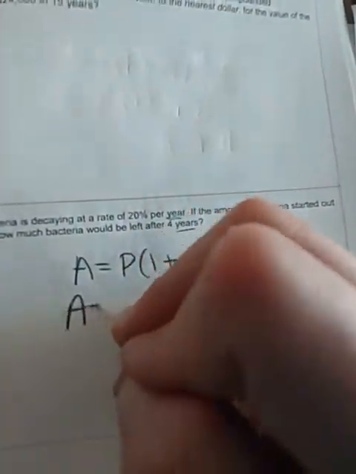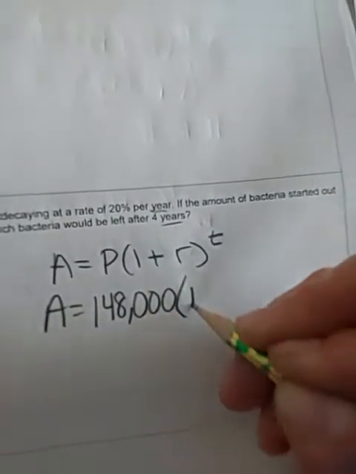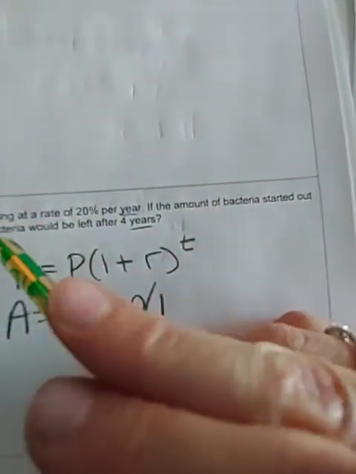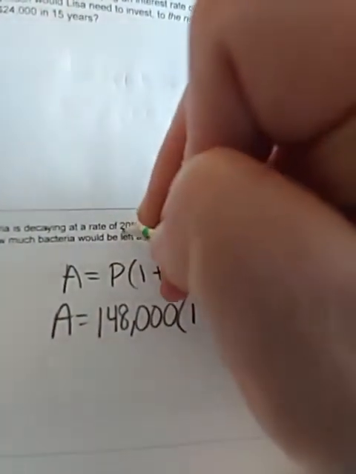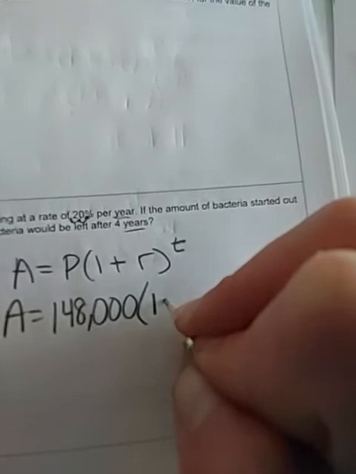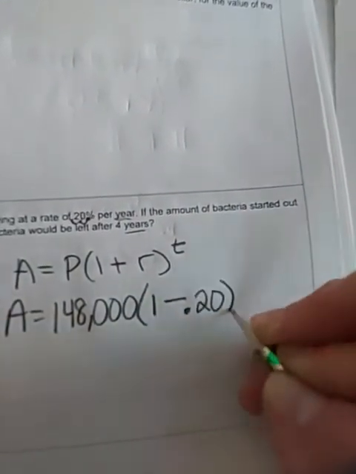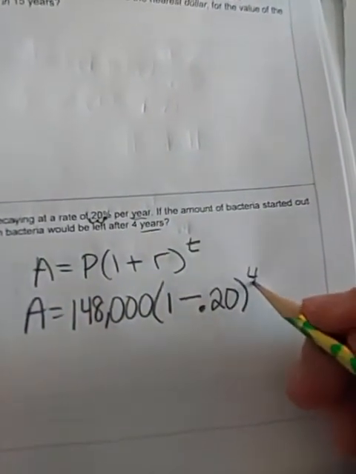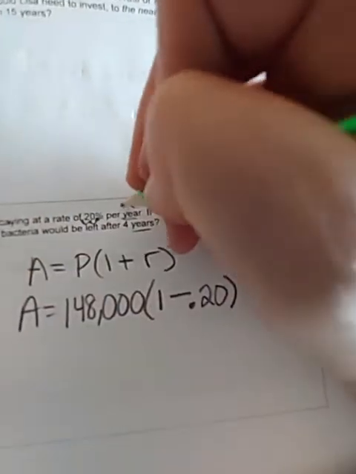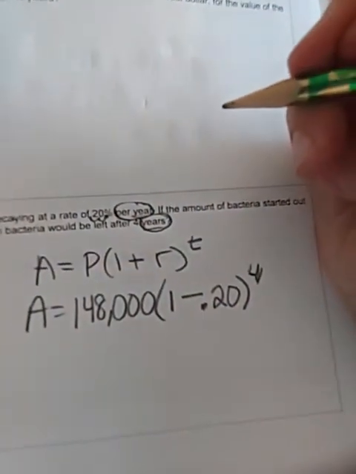Okay, so my initial amount is 148,000. And my rate is decaying by 20% per year. So I'm going to change this into a decimal. And then I'm going to say I'm decreasing at a rate of 0.20. We want to know what's left after 4 years. I'm going to put 4 here because, again, the per unit here matches the measurement here. So I don't have to change anything.